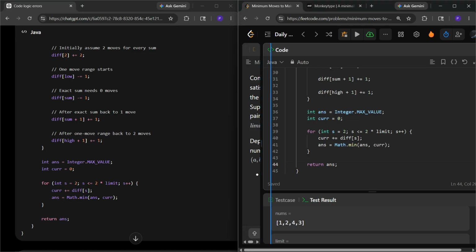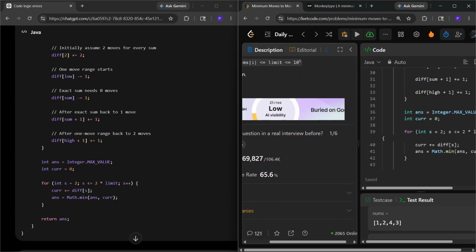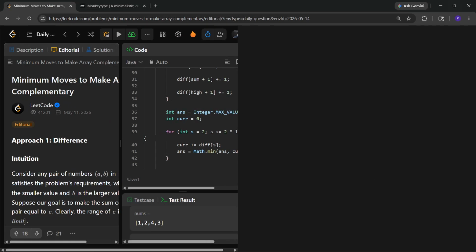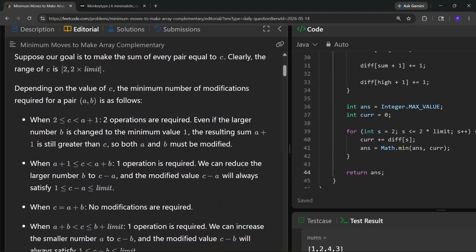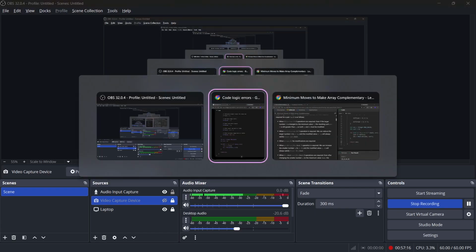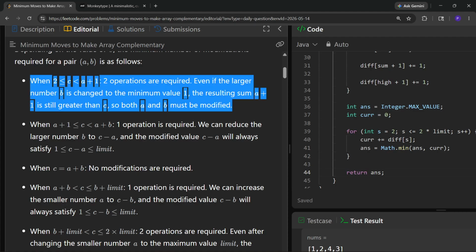How the hell does this problem have a 65% acceptance rate? I don't get it. I still don't get it. It's been a while. If two operations are required, even if the larger number b is changed to the minimum value of one, then the resulting sum is still good.